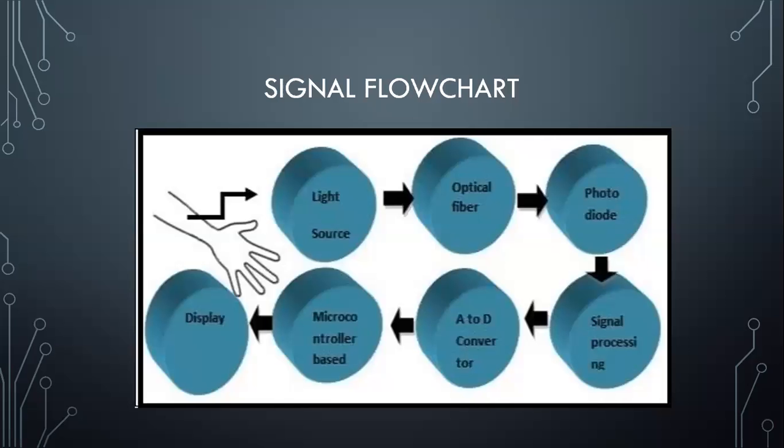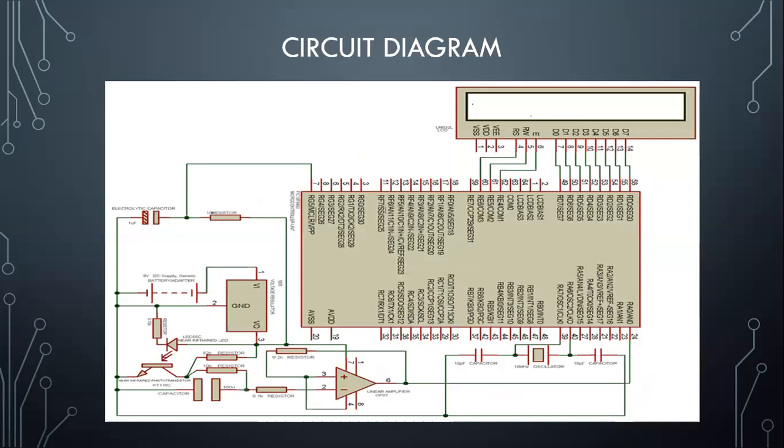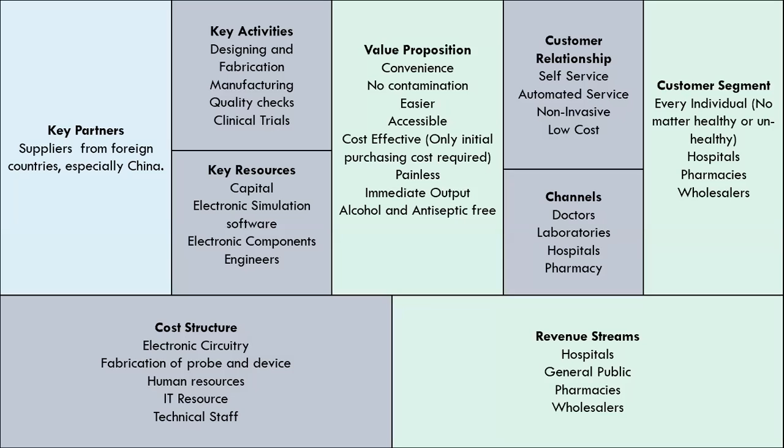So this is our signal flow chart, how the signals are going to travel in our device. This is the circuit diagram. This is basically the business model canvas. Our key partners are going to be the suppliers from foreign countries, especially China, because these devices or components are not available locally.